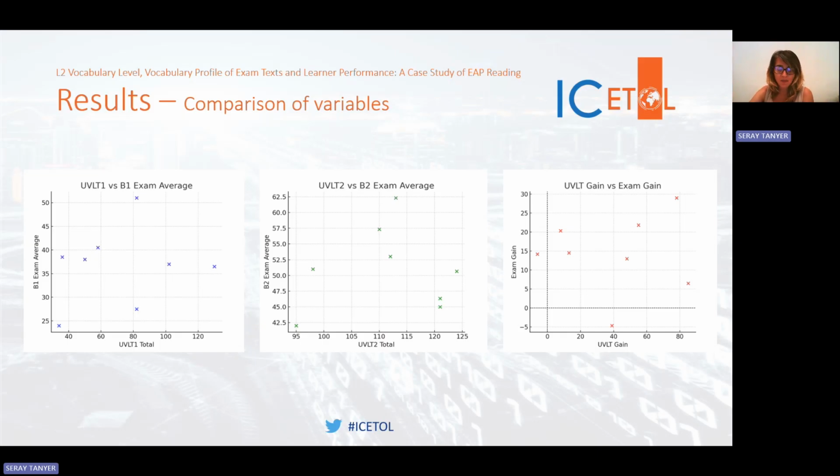When examining gains, the updated vocabulary level test gain versus exam gain plot showed that learners were distributed across all 4 quadrants: those who improved in both vocabulary and exam performance, those who gained vocabulary but lost exam performance, those who lost vocabulary but improved in exams, and those who declined in both measures. These patterns clearly illustrate the divergence of learner profiles and highlight that vocabulary growth does not uniformly translate into improved exam performance.